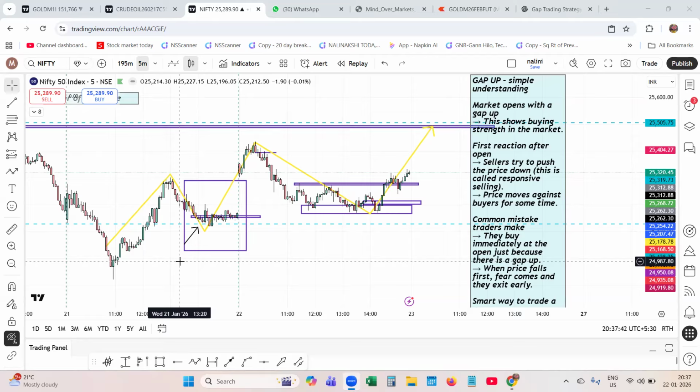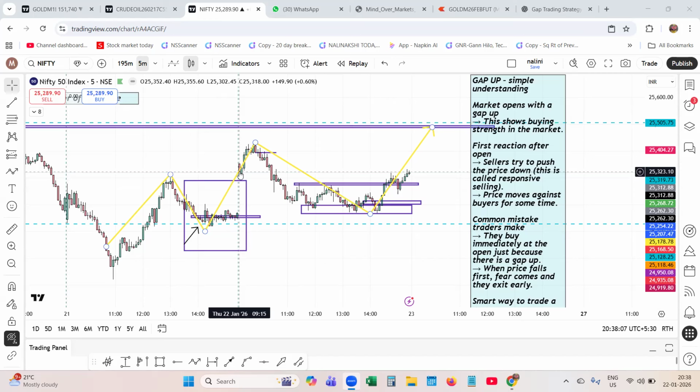I'm going to explain you a gap up. That is a simple understanding. You need to understand that. Here in the Nifty, the market opens with a gap up. This shows buying strength in the market. That's what happened in the market. It was a buying strength in the market.